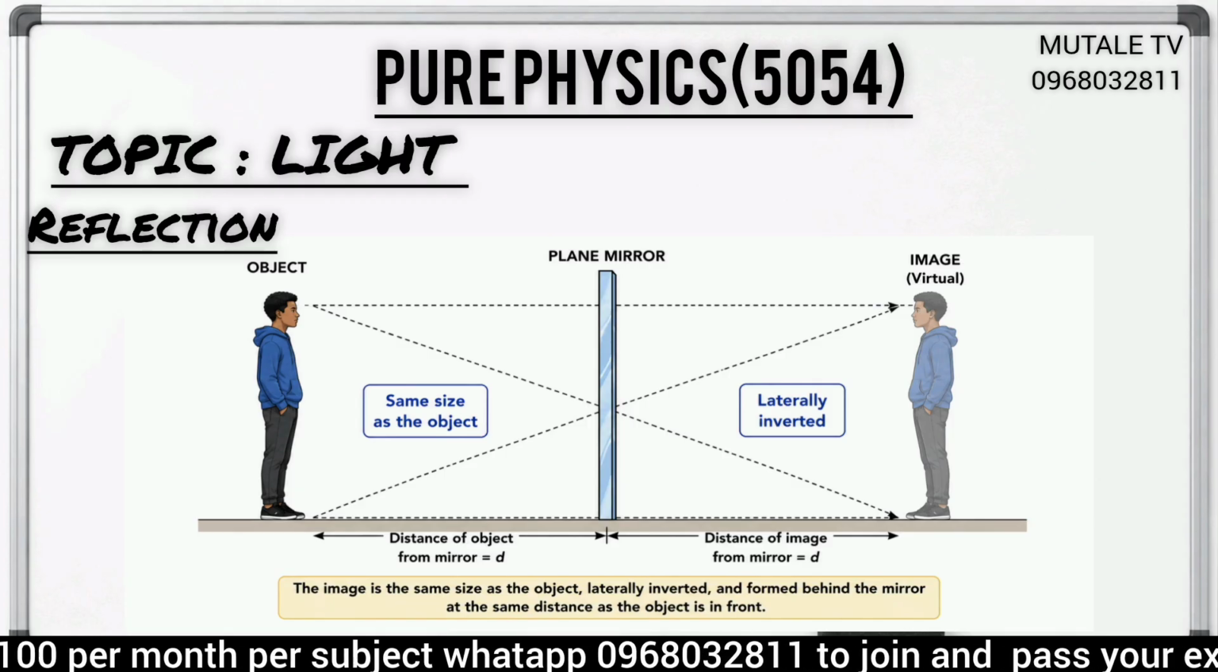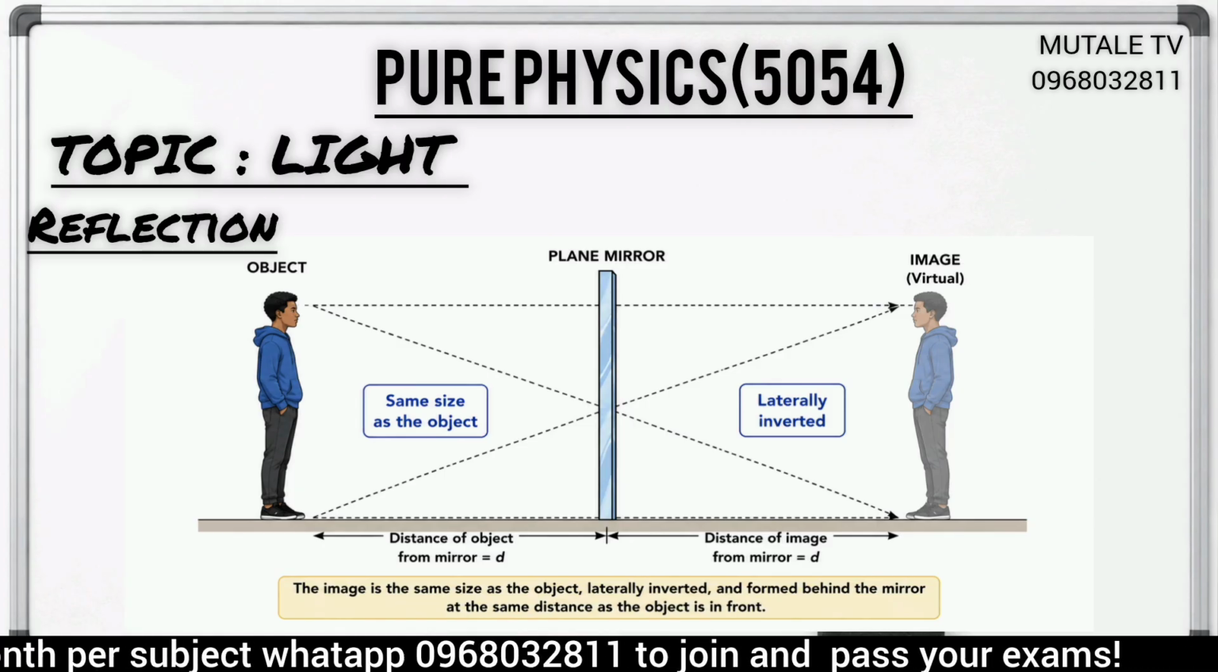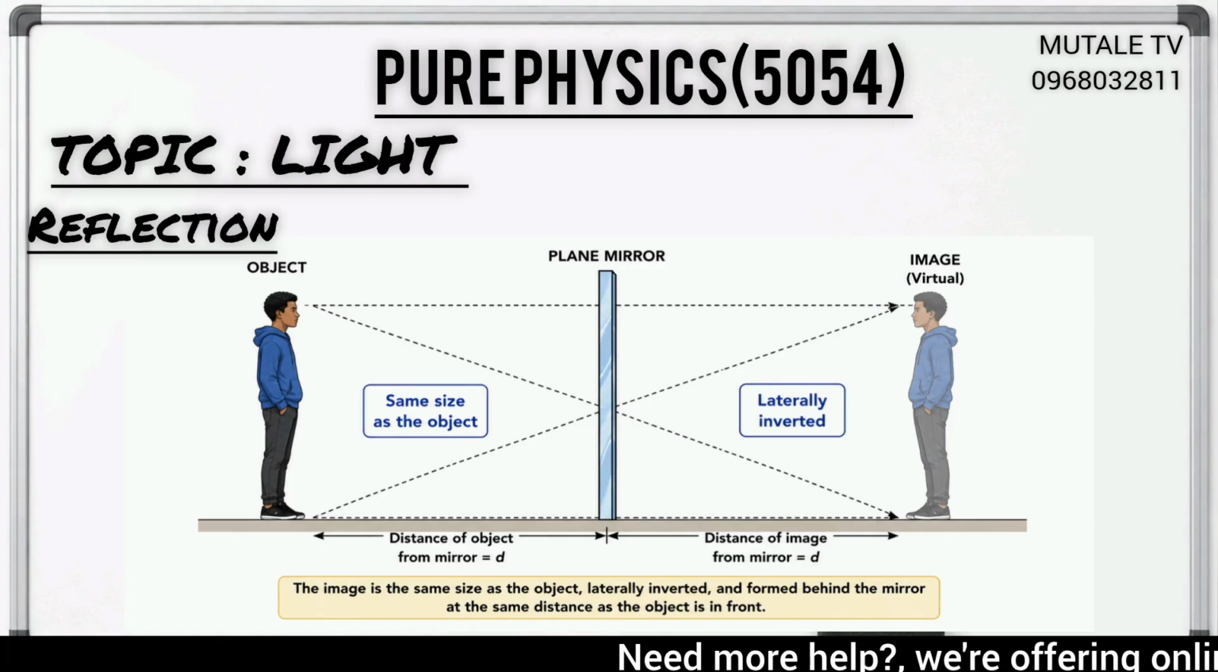In contrast, a real image is one that can actually be formed on a screen, as seen in devices like a film camera and a movie projector.